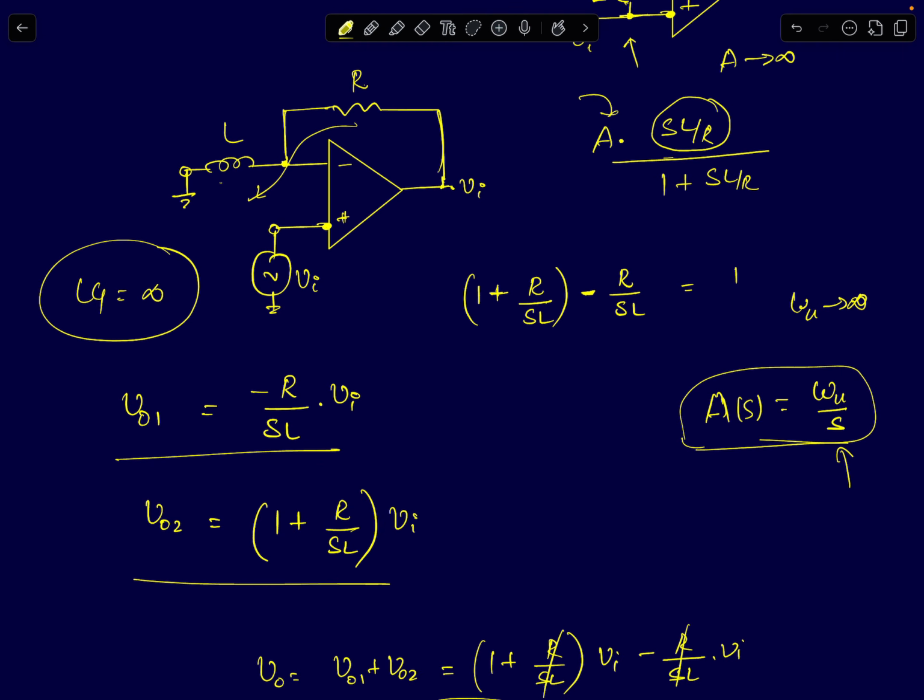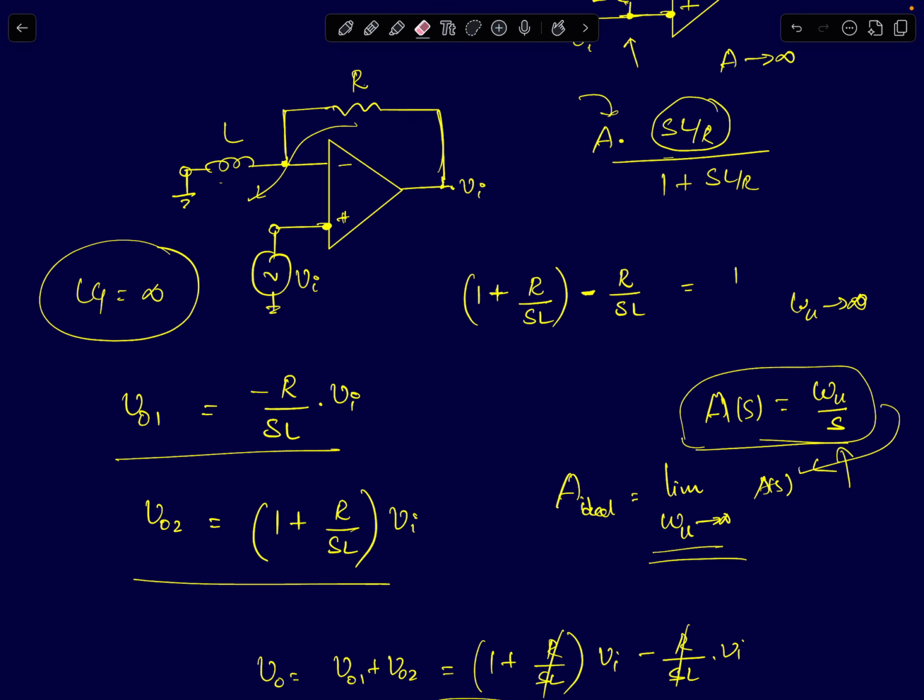A ideal. I am going to use this model, limit of omega u tending to infinity, A of S. I'll use this mathematical model, assume that it's a first order system, integrator model, which rolls off as a first order system with a finite UGB, but DC gain is infinity, but UGB is still finite. But if I let its UGB tend to infinity, then I have an ideal op-amp gain response. This is a theoretical model for the ideal op-amp. So that's what I'll do here.